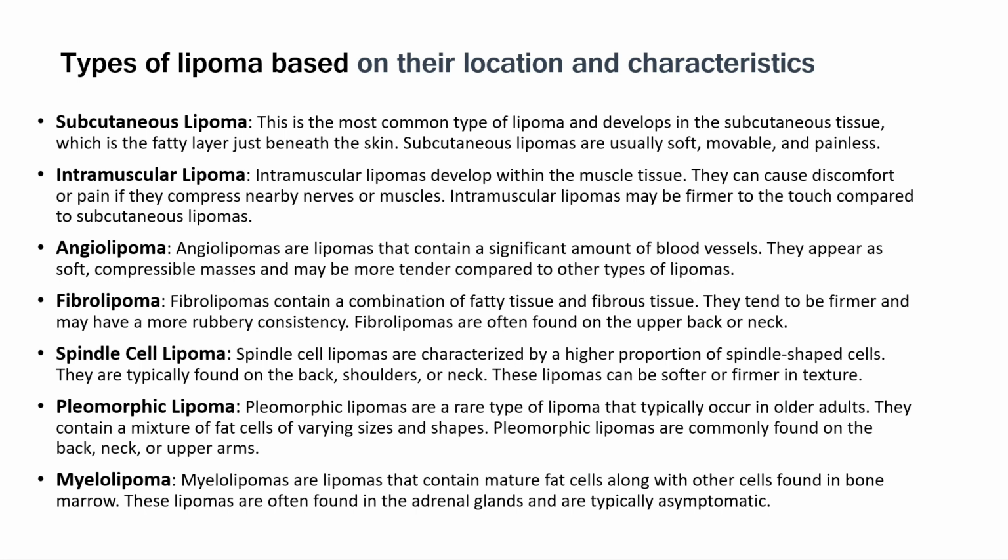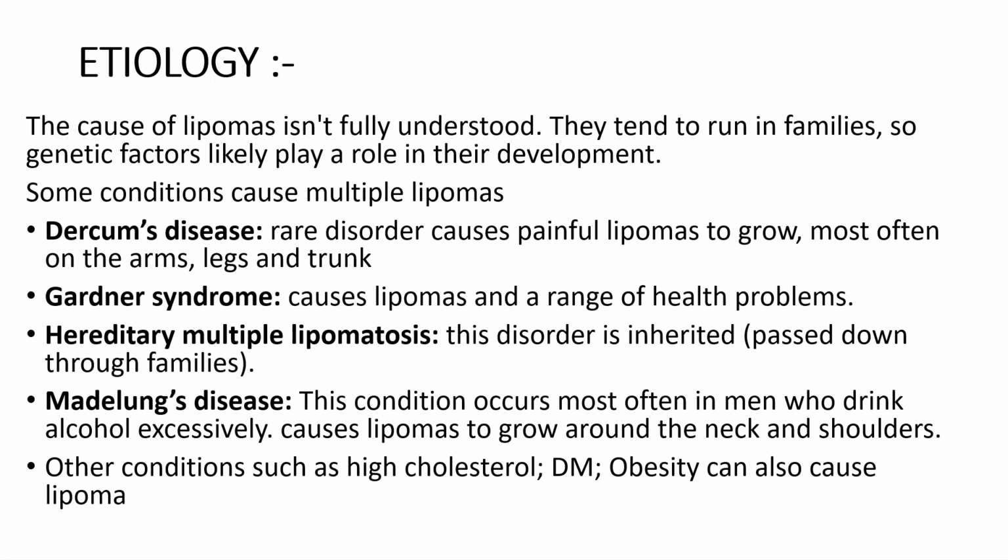Myelolipomas are lipomas that contain mature fat cells along with other cells found in bone marrow. These lipomas are often found in the adrenal glands and are typically asymptomatic. Coming to the etiology, the cause of lipomas is not fully understood. They tend to run in families, so genetic factors likely play a role in their development. Some conditions cause multiple lipomas.